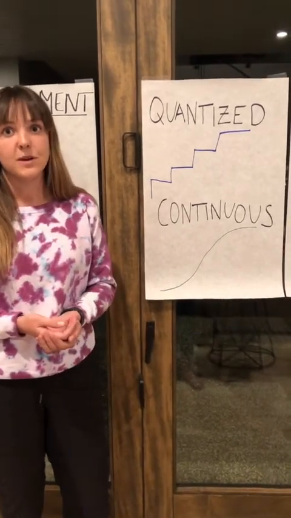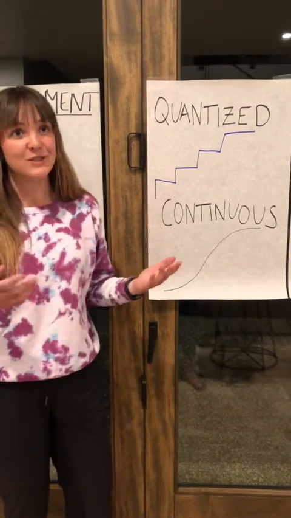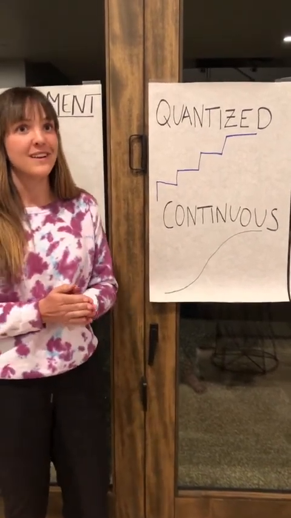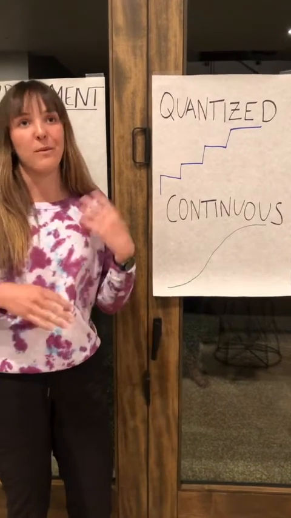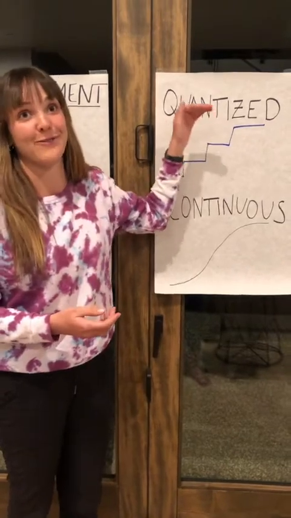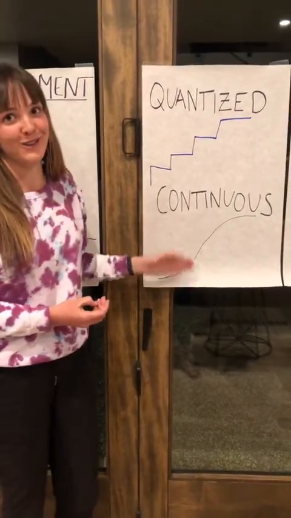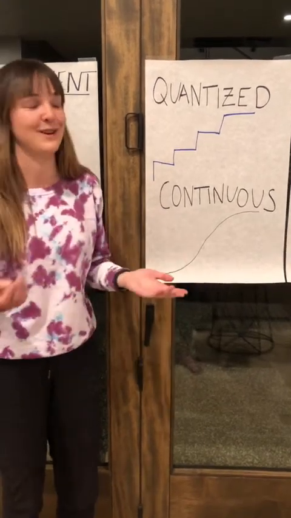Quantized measurement basically just means that energy comes in packets or little particles. So you can't have like 1.25 or something like that. It has to be like 1, 2, 3, 4, 5. Whereas continuous, you could have 1.1, 1.2, 1.3, 1.4, 1.5, etc.